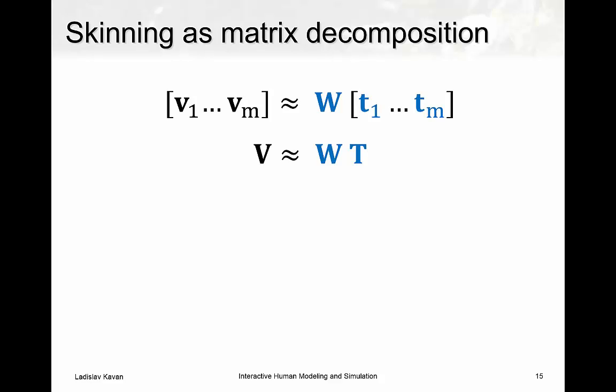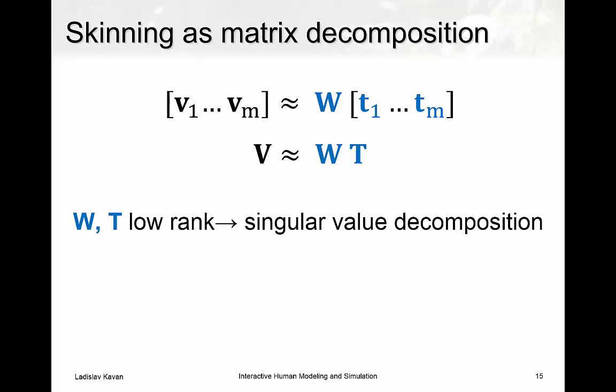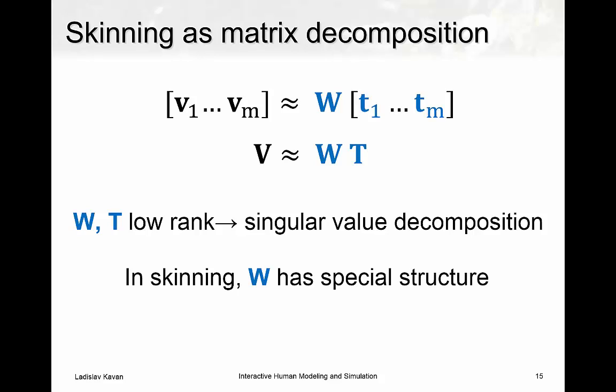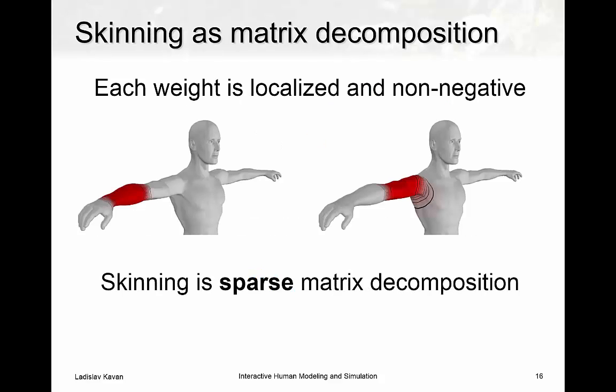So if I'm asking for SVD, exactly, as simple as SVD, yes. If all I was asking for was that they are low rank, truncated SVD gives me the optimal answer. With skinning, it's a little bit more interesting, because the problem looks the same, but we have more strict requirements on W. What requirements do we have? We have requirements that each weight needs to be localized.